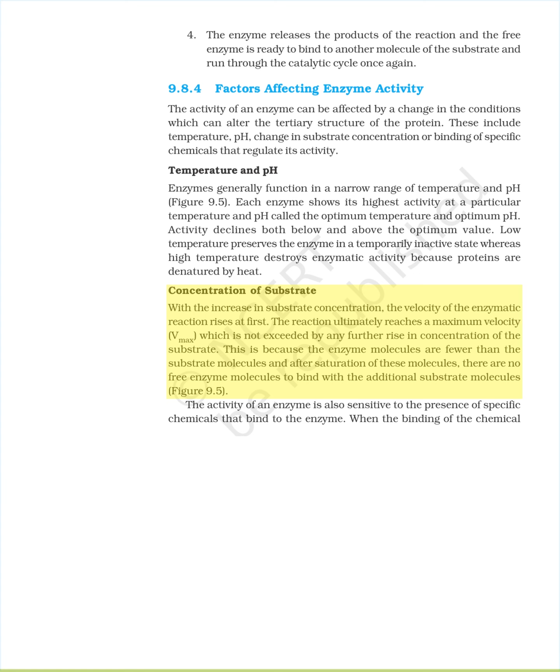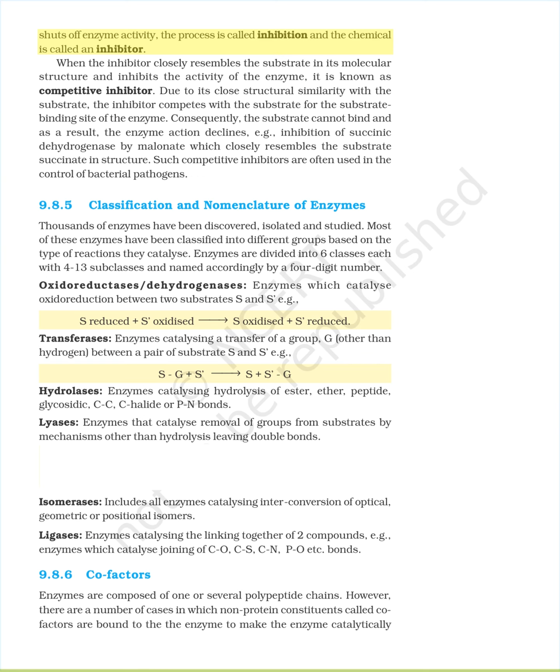Concentration of substrate. With the increase in substrate concentration, the velocity of the enzymatic reaction rises at first. The reaction ultimately reaches a maximum velocity, Vmax, which is not exceeded by any further rise in concentration of the substrate. This is because the enzyme molecules are fewer than the substrate molecules, and after saturation of these molecules, there are no free enzyme molecules to bind with the additional substrate molecules, figure 9.5. The activity of an enzyme is also sensitive to the presence of specific chemicals that bind to the enzyme. When the binding of the chemical shuts off enzyme activity, the process is called inhibition and the chemical is called an inhibitor.